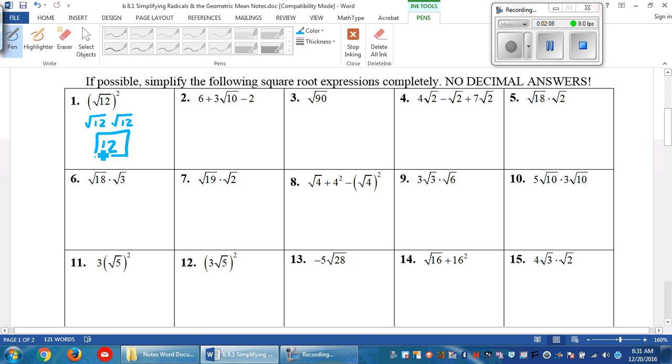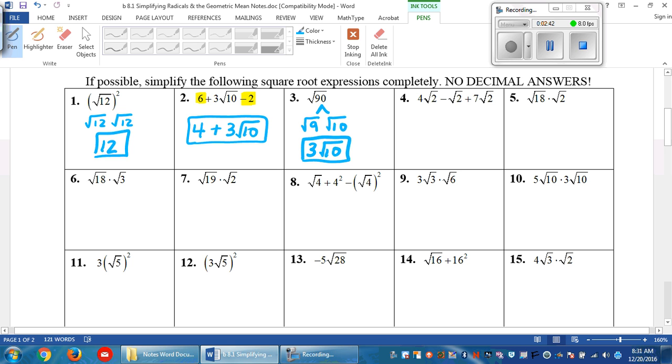The next one, it looks like we're going to be combining because there's adding and subtracting. The two terms that look like they're the same are the 6 and the negative 2. That'll become 4. And then you cannot add the 3 because it has the root 10 next to it. Okay. 90. We did that one in the last one. We got root 9 times 10. 9 times 10 gives me 90. So the root 9 becomes 3 with a root 10.